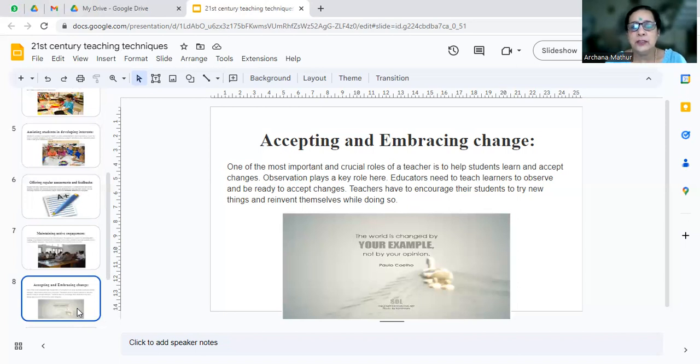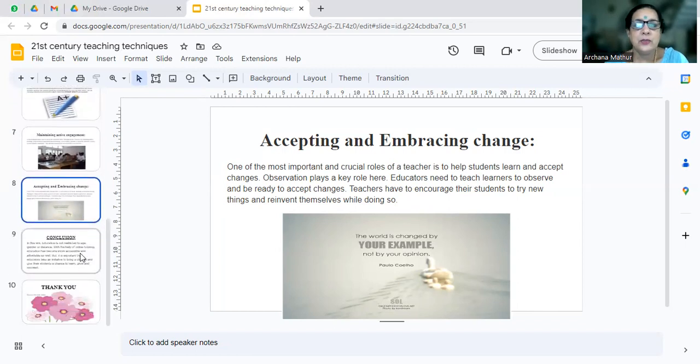Observation plays a key role here. That is, the educators need to teach learners to observe and be ready to accept changes. Teachers also need to observe and accept changes. They also have to encourage their students to try new things and reinvent themselves while doing so. I just gave an example of my Delhi school. The world can only be changed by the example you set before them, not just by your opinion. And this is what Paulo Coelho had to say in his writings.